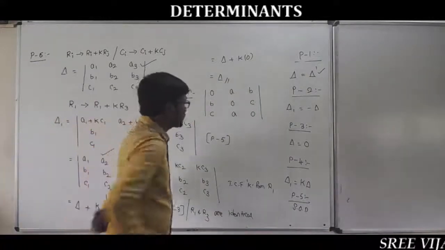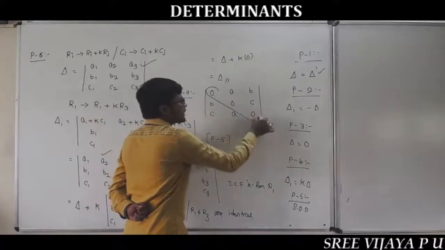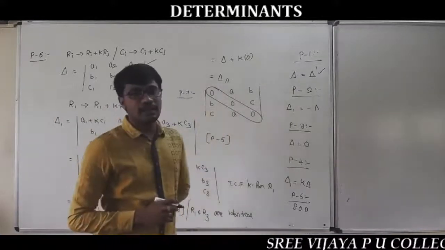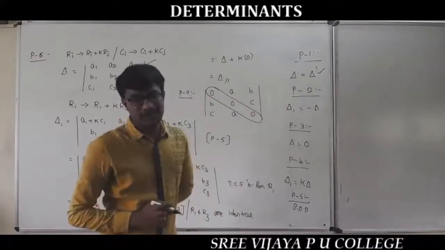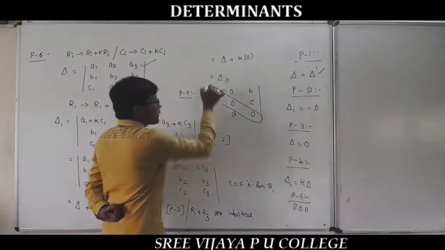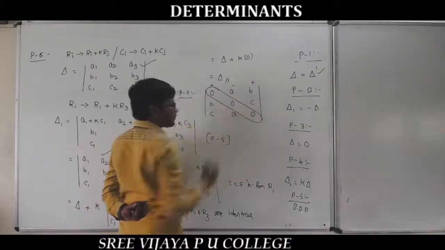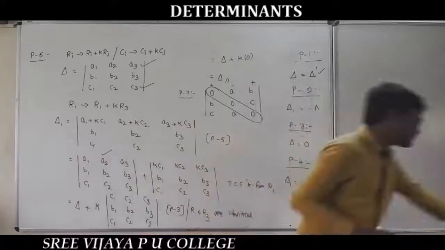So in that, what are all the principal diagonals? All are zeros, right? So the total value is also 0. Otherwise, if you expand this one, it is plus, minus, plus. Okay.